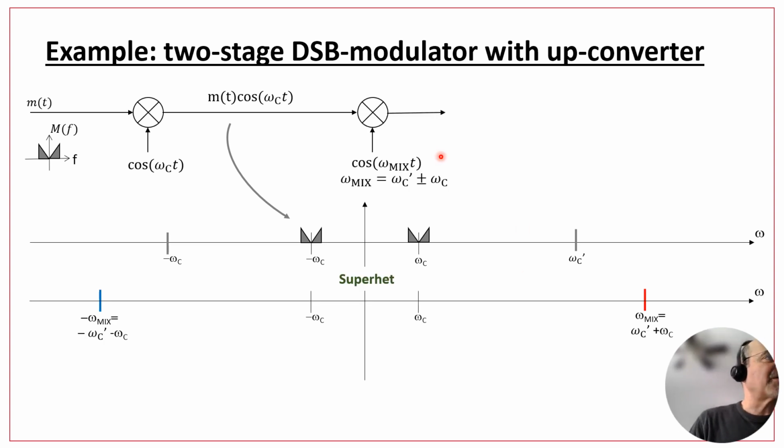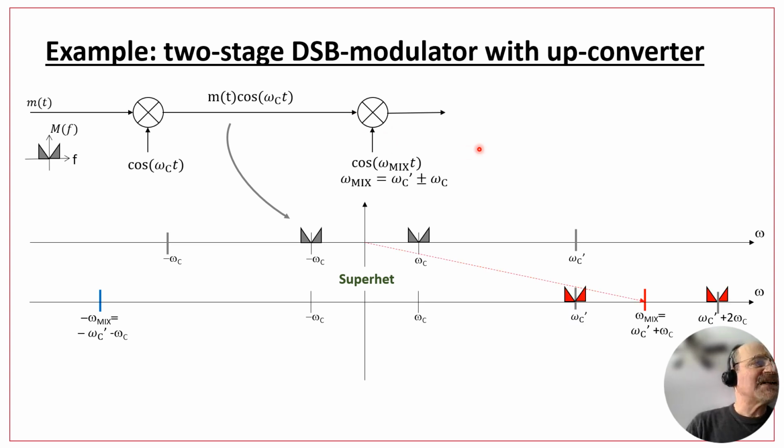For the up conversion process, we're going to multiply by this omega mix carrier, or carrier at omega mix, where omega mix, in this case, we're going to assume that it's super heterodyning, so we're going to use the plus sign here. Omega mix will be omega C prime plus omega C. This is the location of omega mix, which is higher than omega C prime.